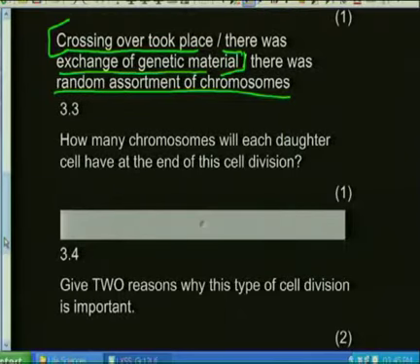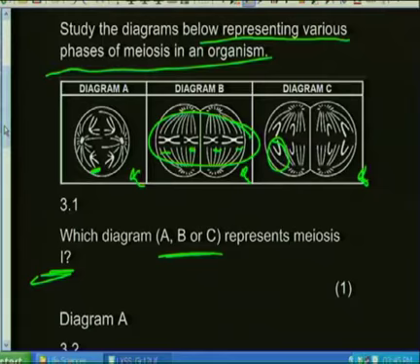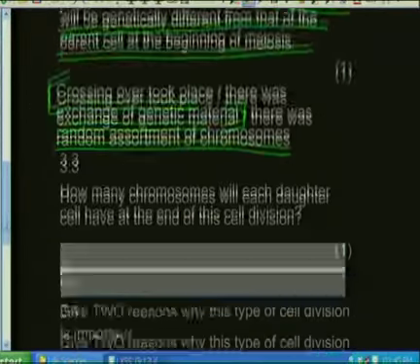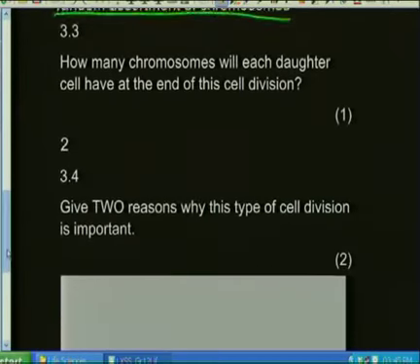How many chromosomes will each daughter cell have at the end of cell division? We look at this one here. How many are there? 1, 2, 3, 4. So if there were 4 in the original cell, then there should be only 2 chromosomes in the end, because meiosis converts the diploid number to a haploid number.